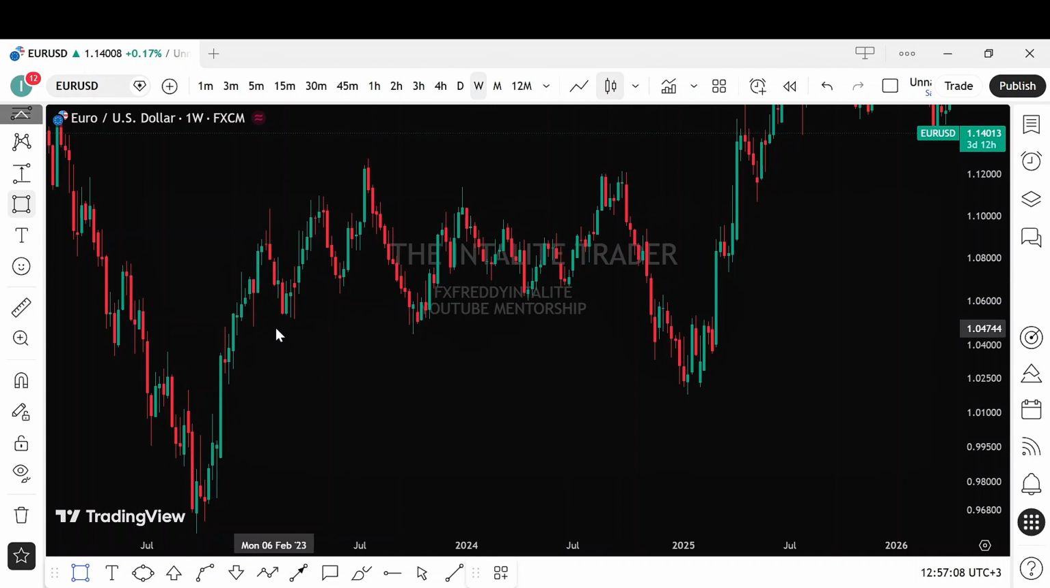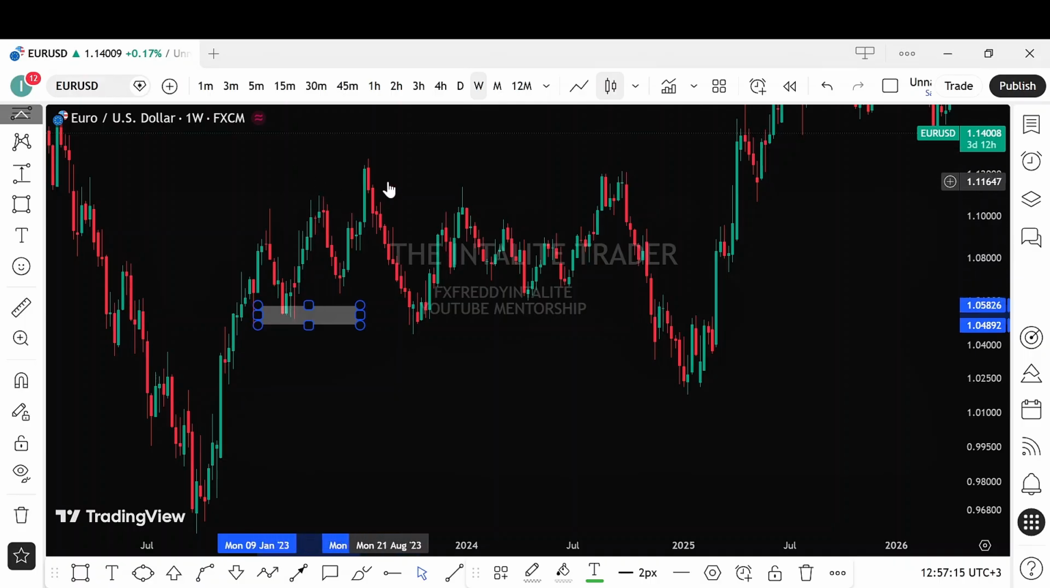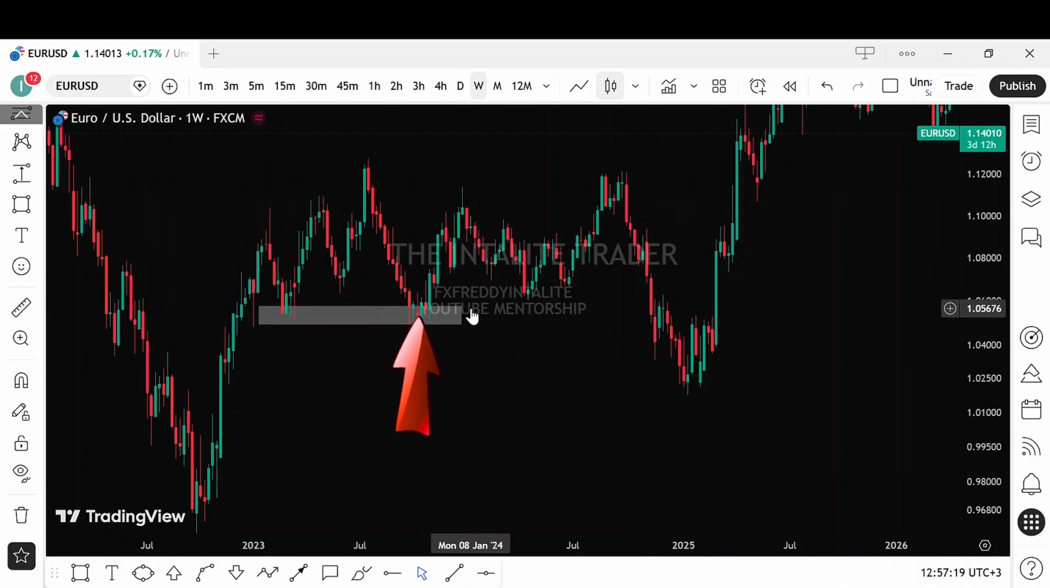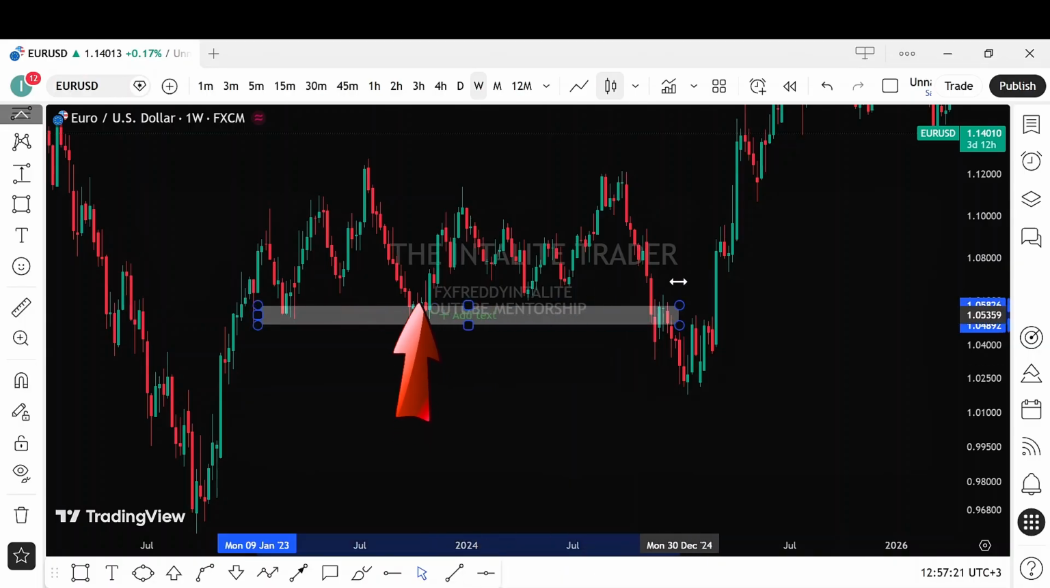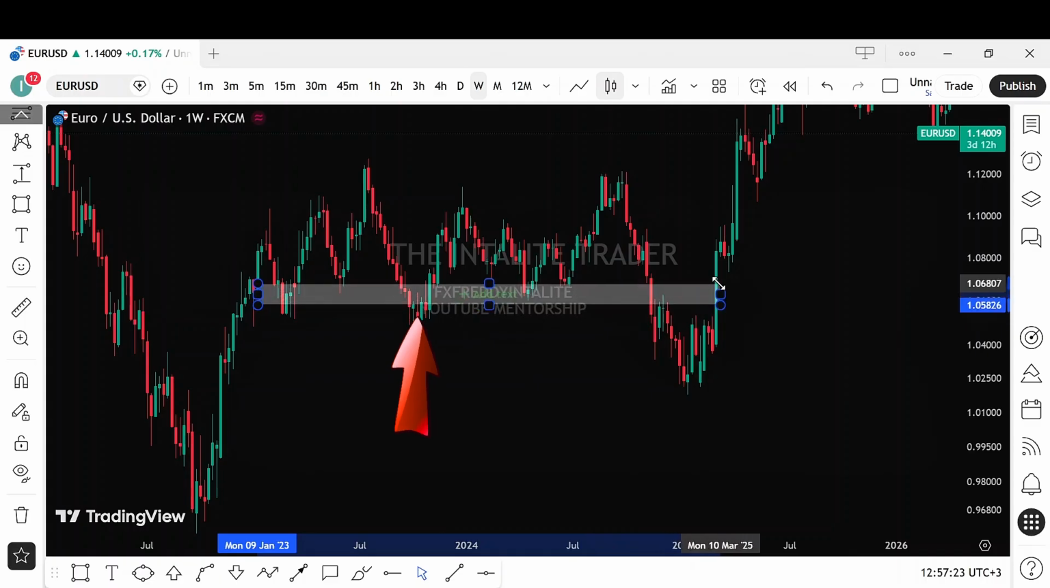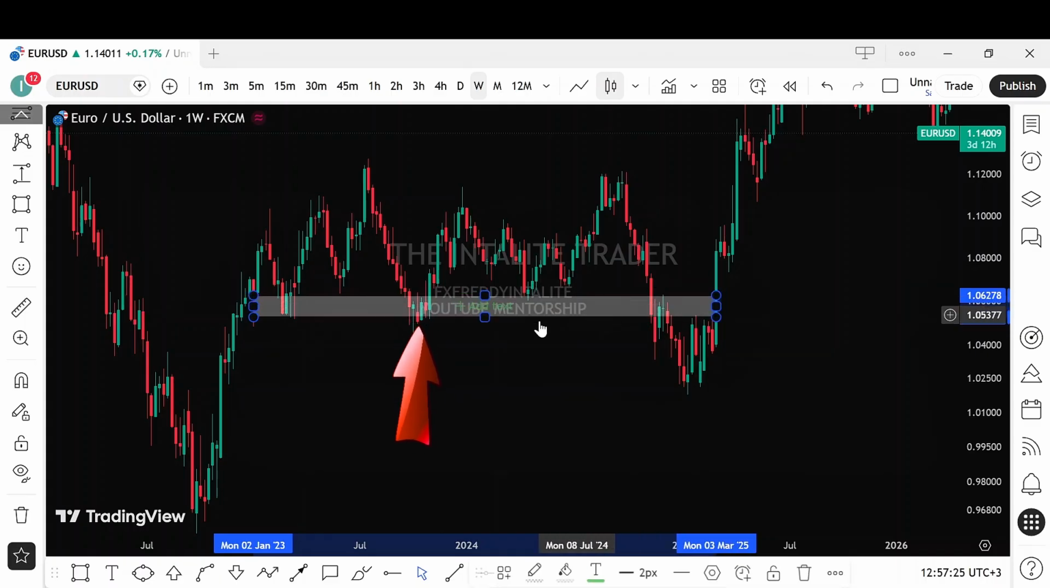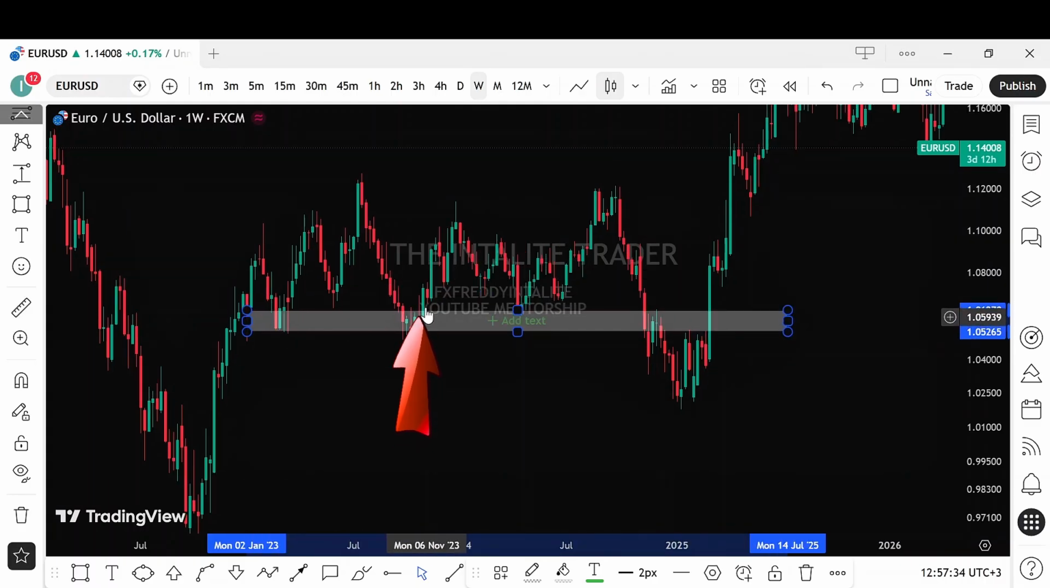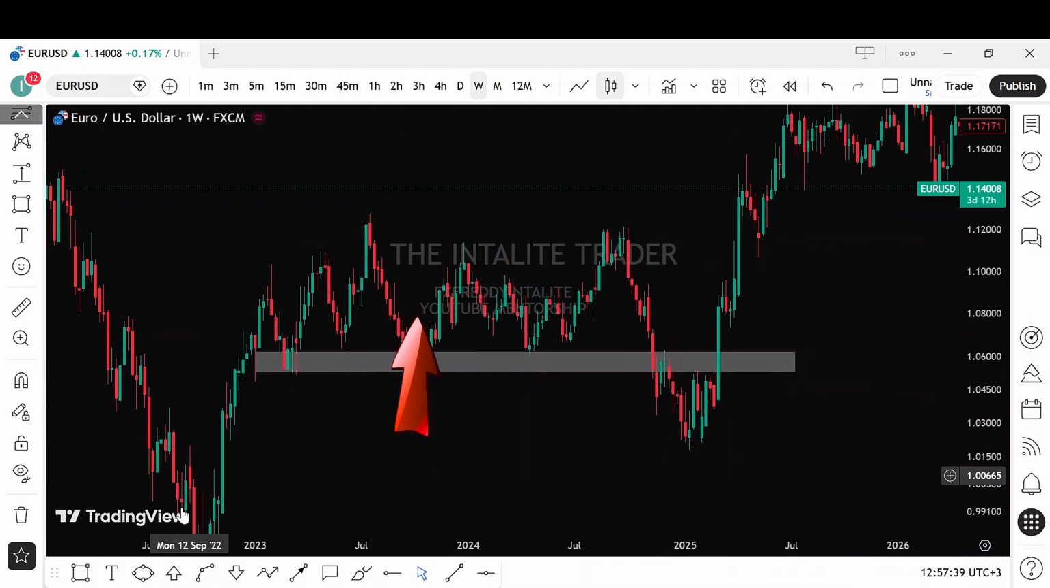Let's say step number 1, find a level. So here, this is our level where price traded away. Step number 2, we are marking the level and waiting for price to come into the level. So this is our step number 1, the level, price comes into the same level again and then it trades away. The same thing applies to this one.